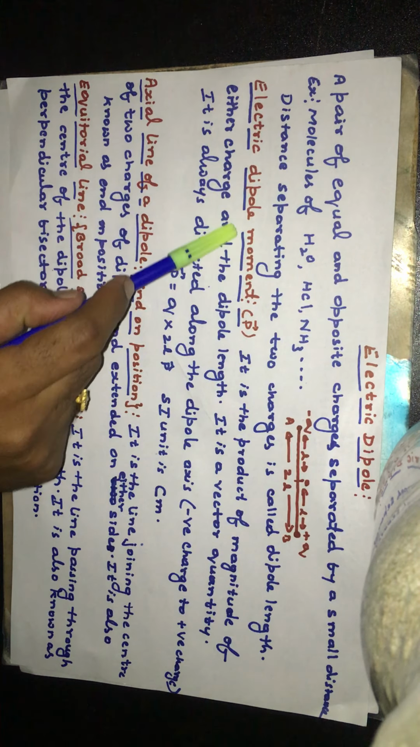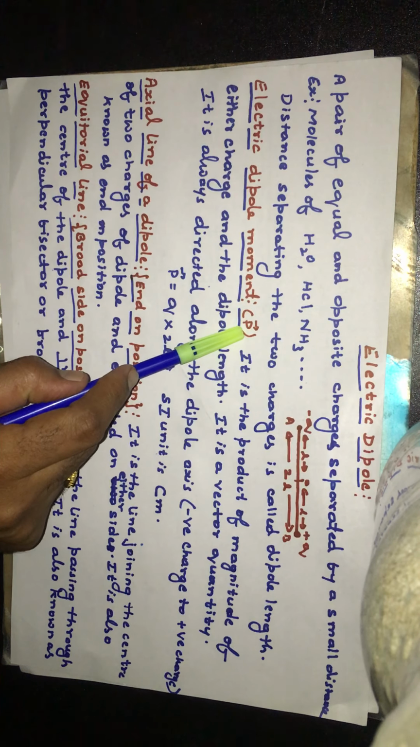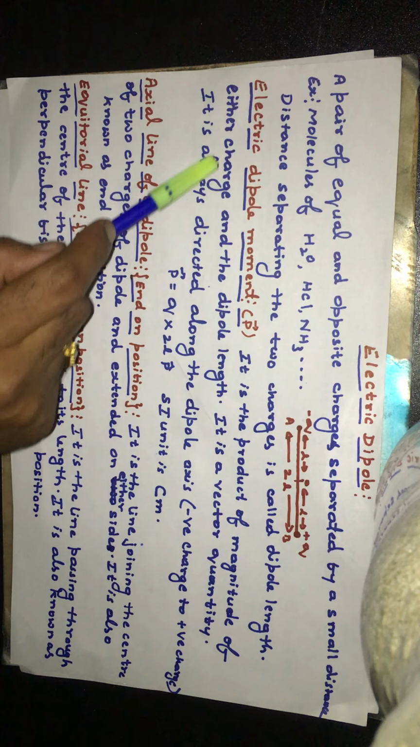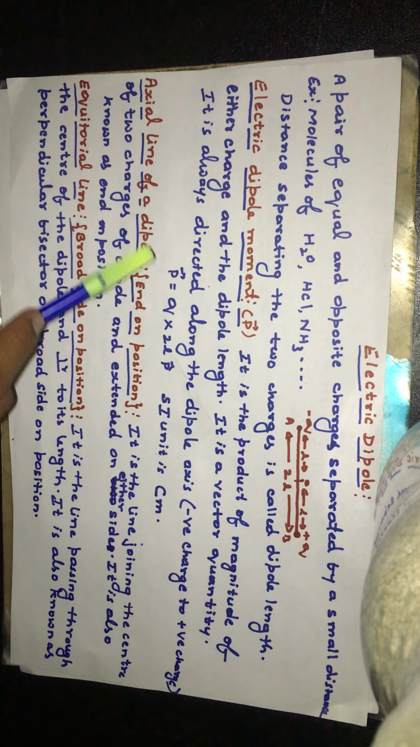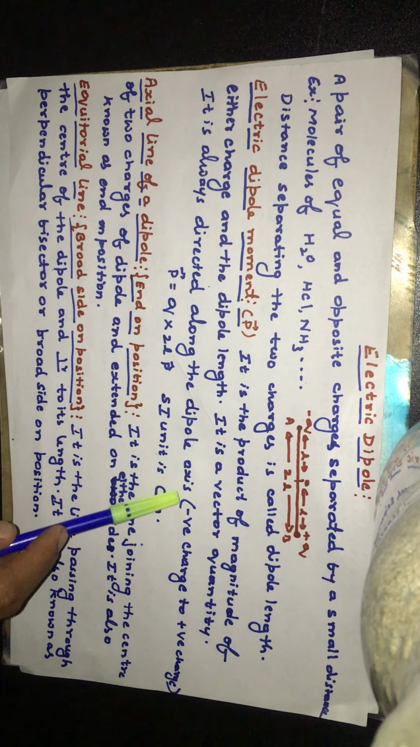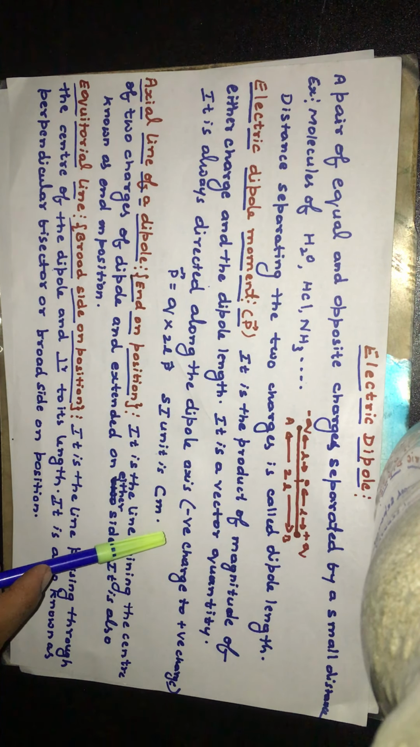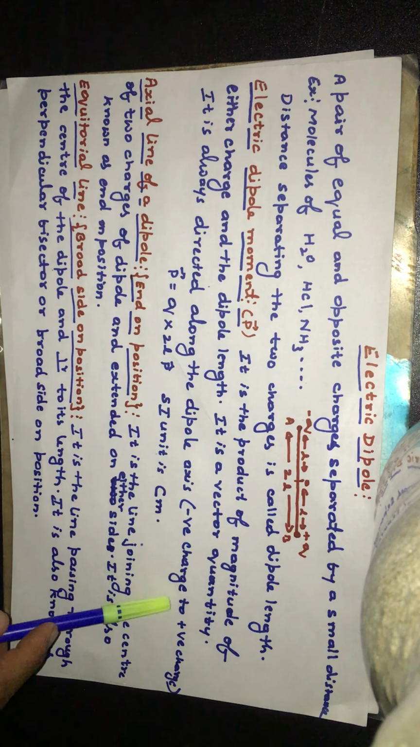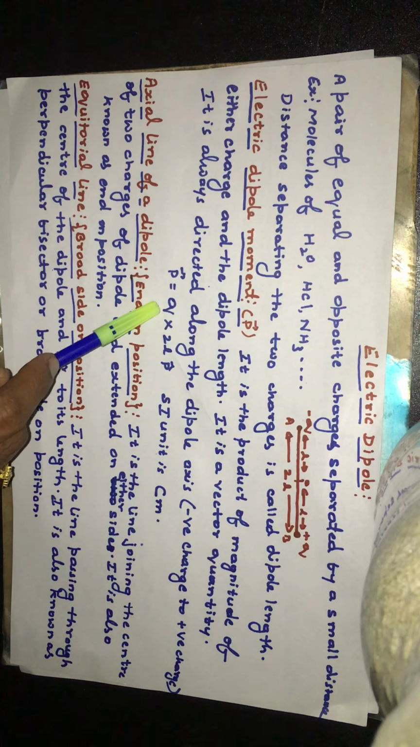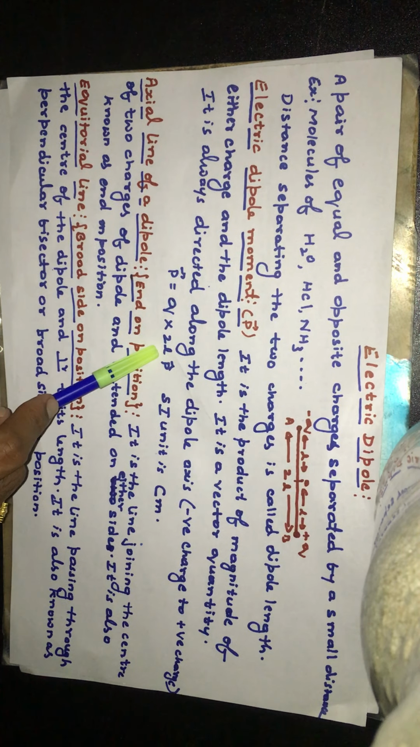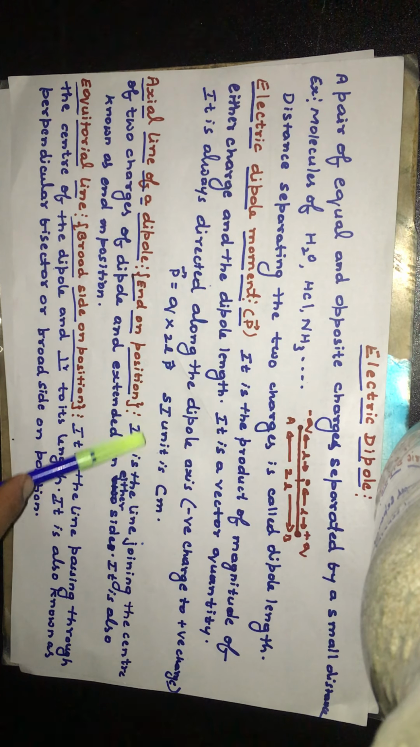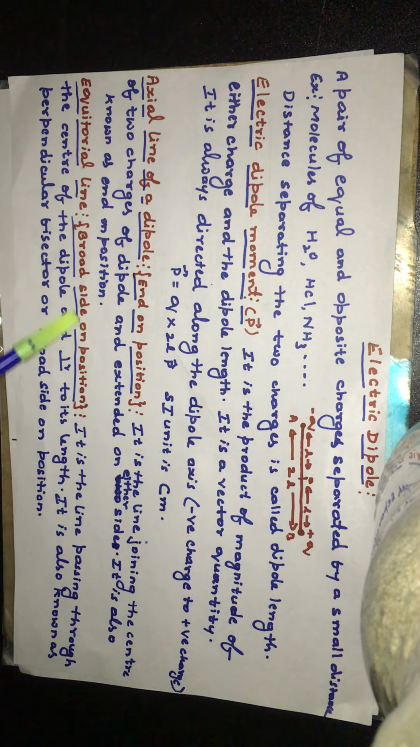Then we understood electric dipole moment, which is represented by P. It is a vector quantity. It is the product of the magnitude of either charge and the dipole length. It is always directed along the dipole axis. I told you the dipole axis by convention is from negative charge to positive charge. So, vector P is given by Q into 2L, the magnitude of either of the charges and the dipole length. P cap is a unit vector along the dipole axis. The SI unit of electric dipole moment is coulomb meter.